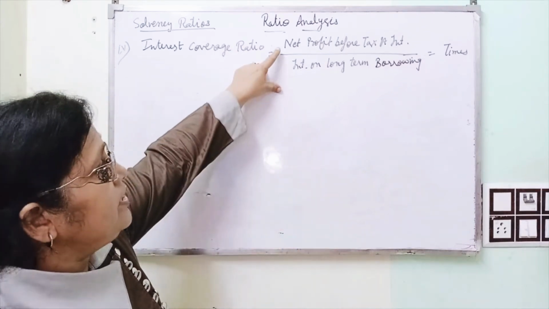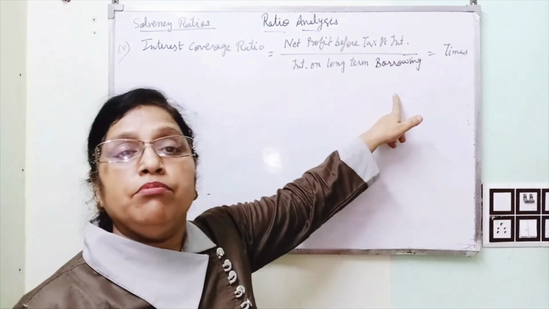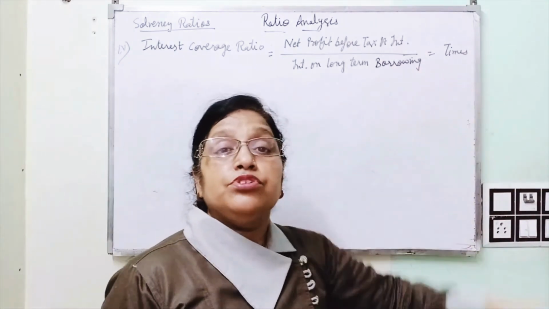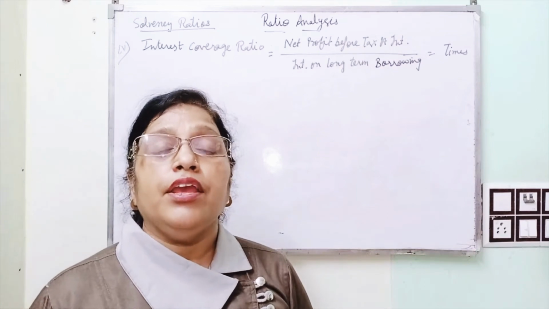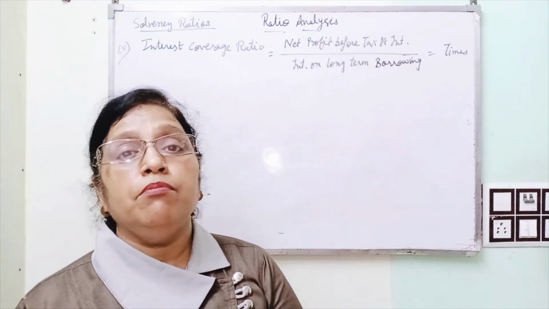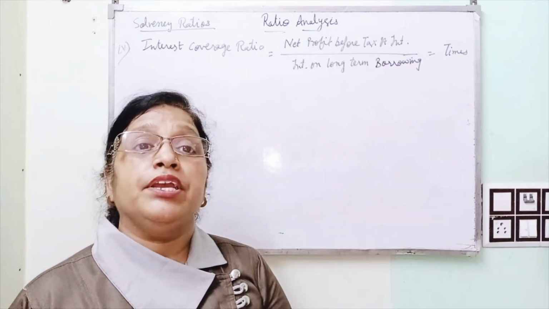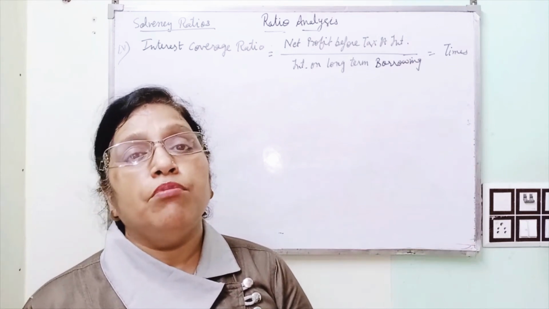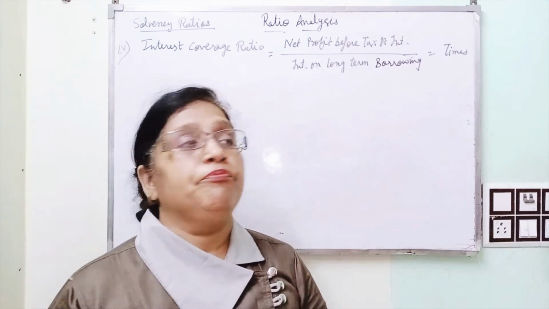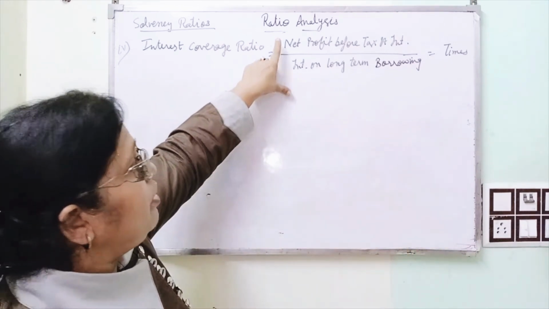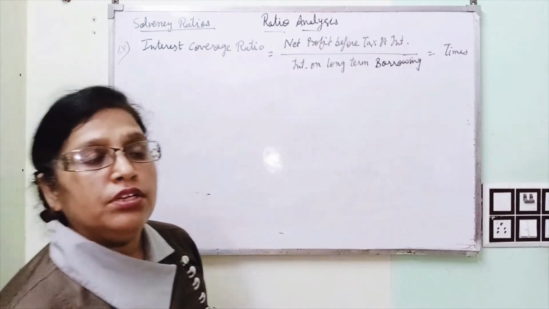So the formula is net profit before tax and interest, and it is to be divided by interest on long term borrowings. It is expressed in terms of times because it shows the ability of the company whether they are able to pay interest on long term borrowings on due date or not, and how many times they can pay interest on long term borrowings if they require to raise funds with the help of long term borrowings. Clear?